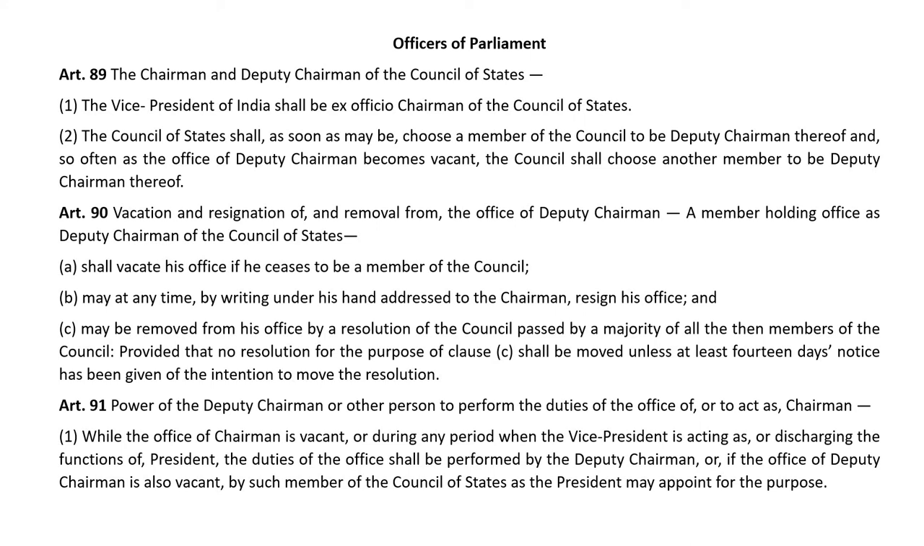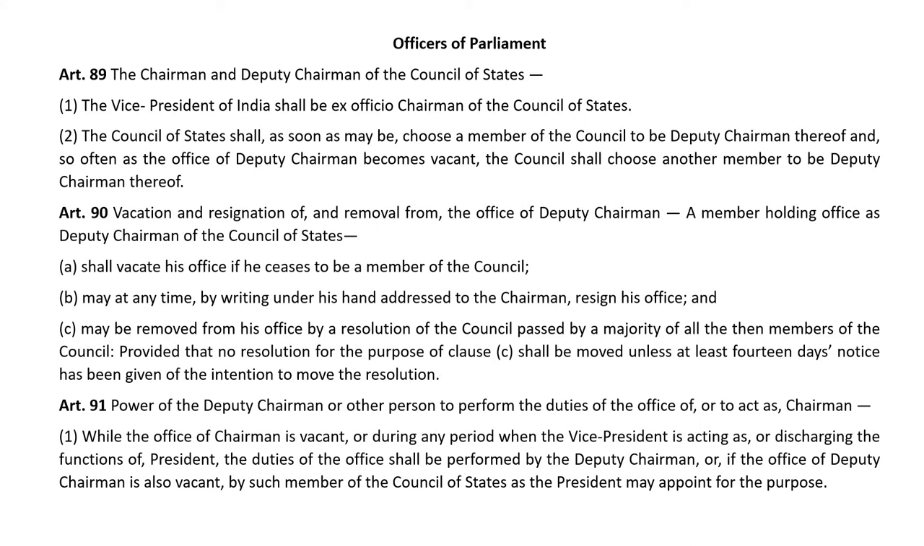The Council of States shall, as soon as may be, choose a member of the Council to be deputy chairman thereof. And so often as the office of deputy chairman becomes vacant, the Council shall choose another member to be deputy chairman thereof.